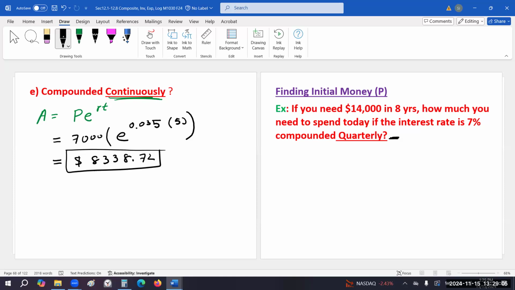In the final exam, they'll ask you 2 of these. Usually 2 of these come in the final exam, depending on 2 scenarios. Either you need to find the final amount, or initial amount, or interest rate, or time.